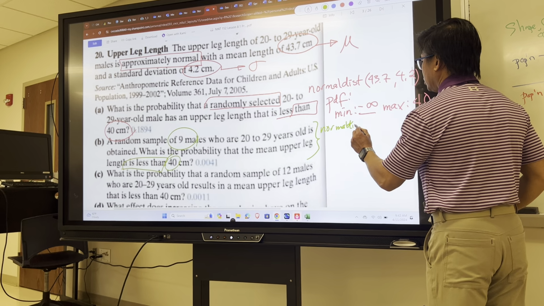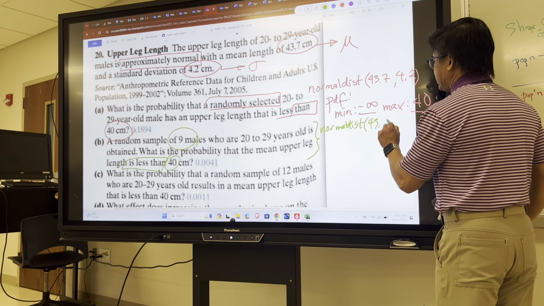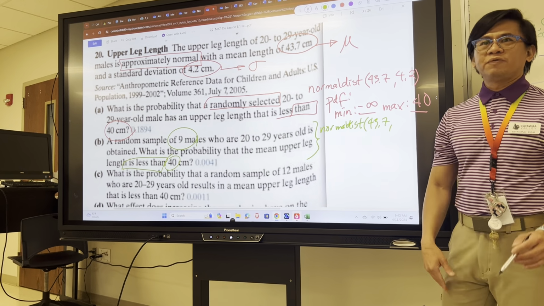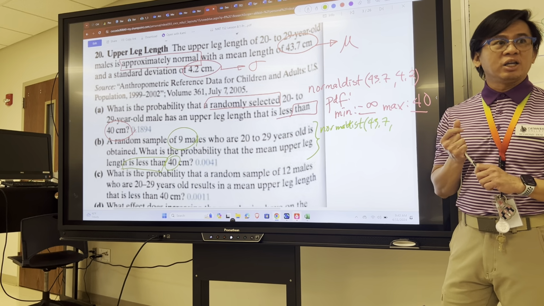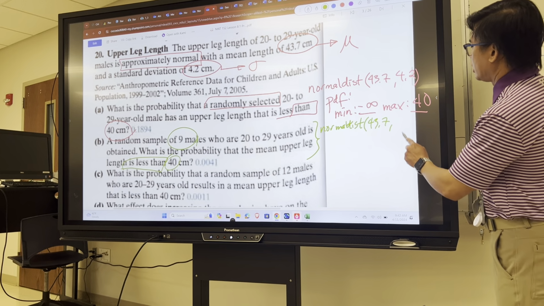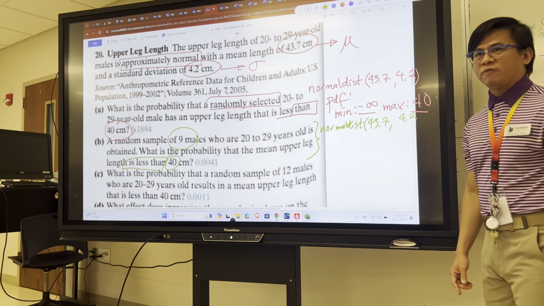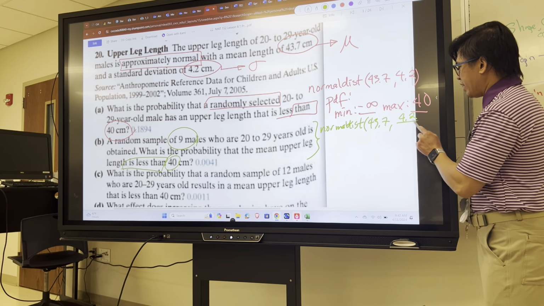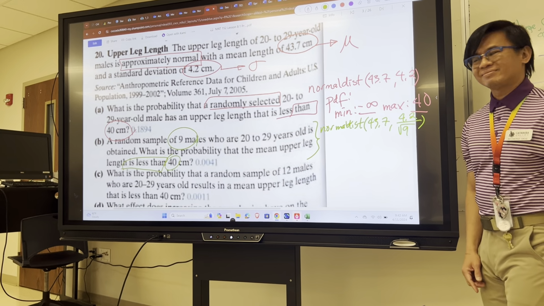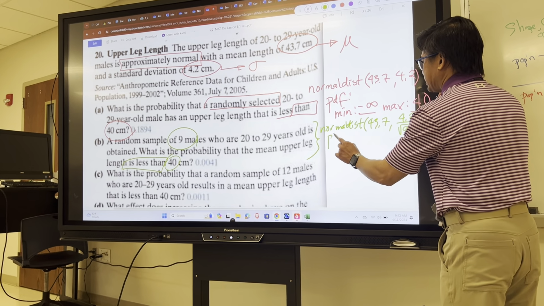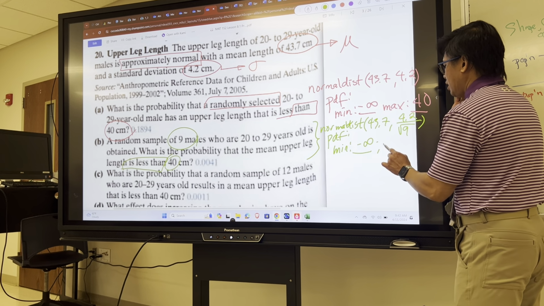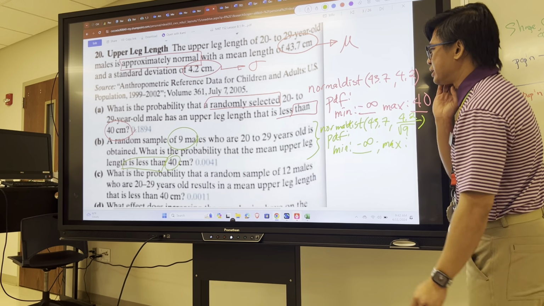Normal dist. 43.7 still. As you may notice, the population and the sample mean have the same center value. However, what's the standard deviation in here? That's 4.2, and what are we going to do with 4.2? Divide it by the square root of 9. Yes. It's still the same question, so your PDF is still the same. Get your minimum as blank, that's negative infinity, and your maximum still the same, 40.